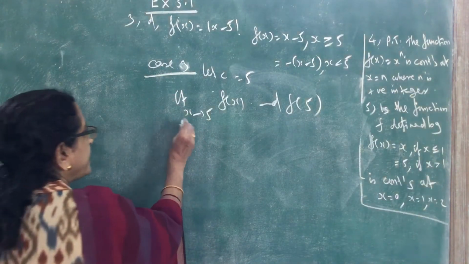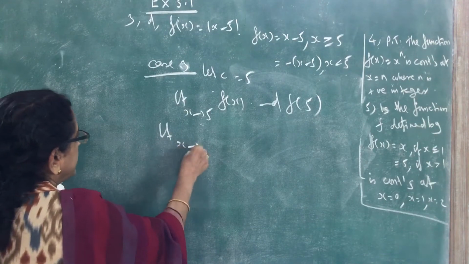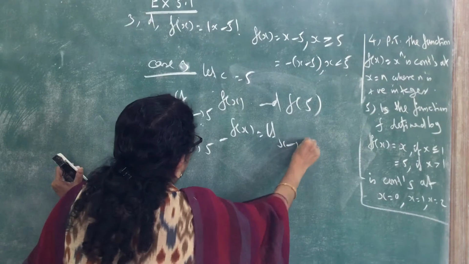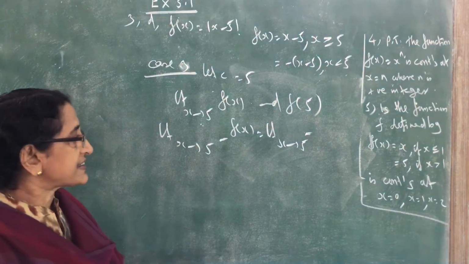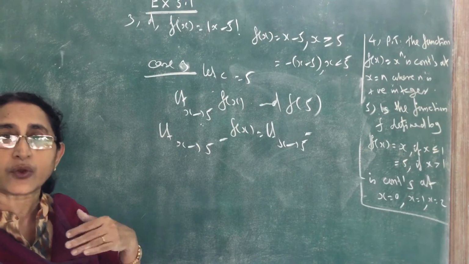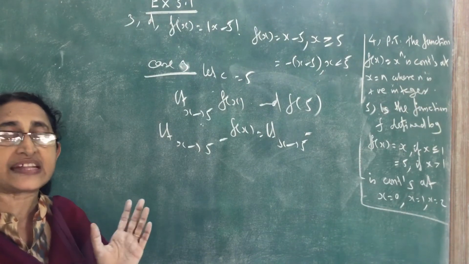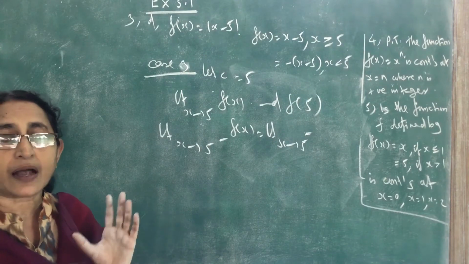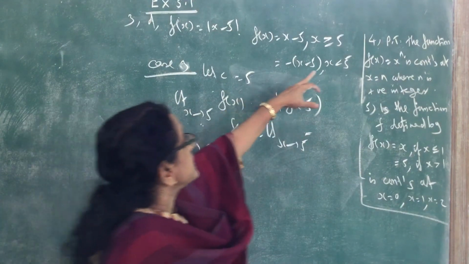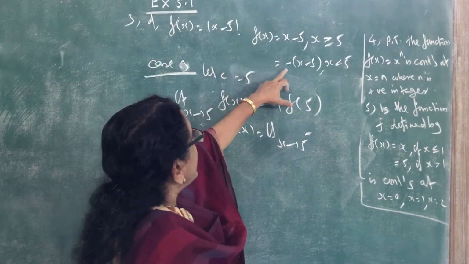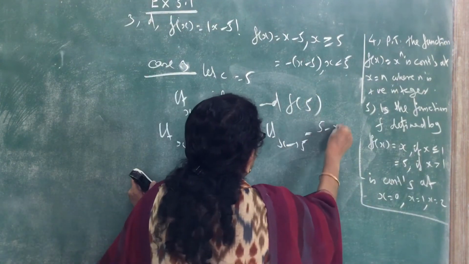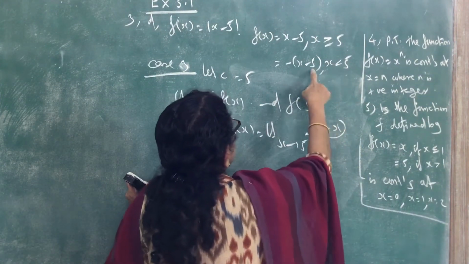So to find this limit, we want to find left limit, limit x tends to 5 minus f of x. What is f of x? x tends to 5 minus means x approaches 5, x comes very close to 5 from left. Left means x is less than 5. x comes very near to 5 but x is less than 5. When x is less than 5, what is f of x? Minus of x minus 5, that is 5 minus x.